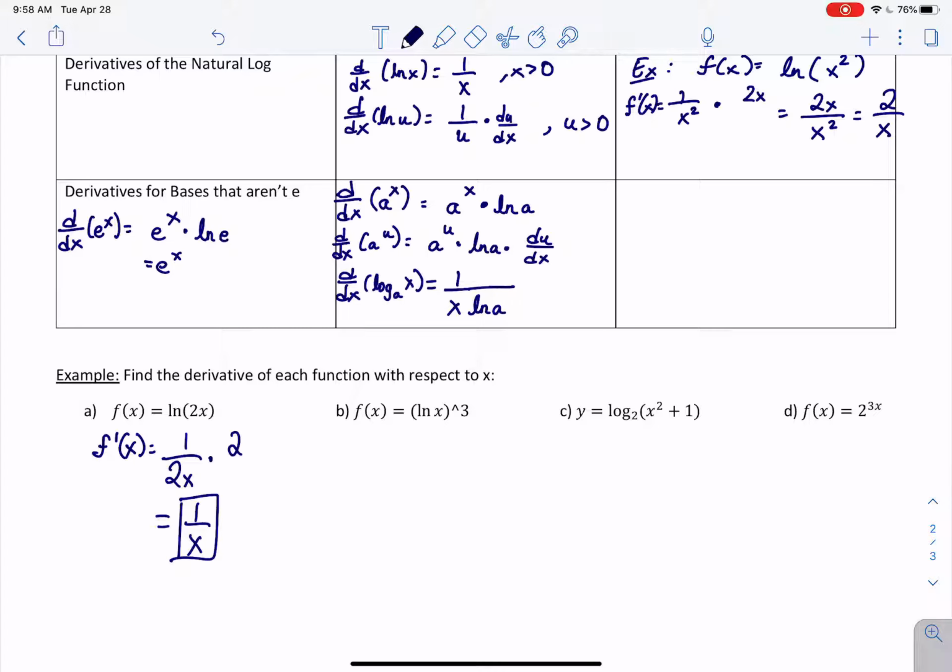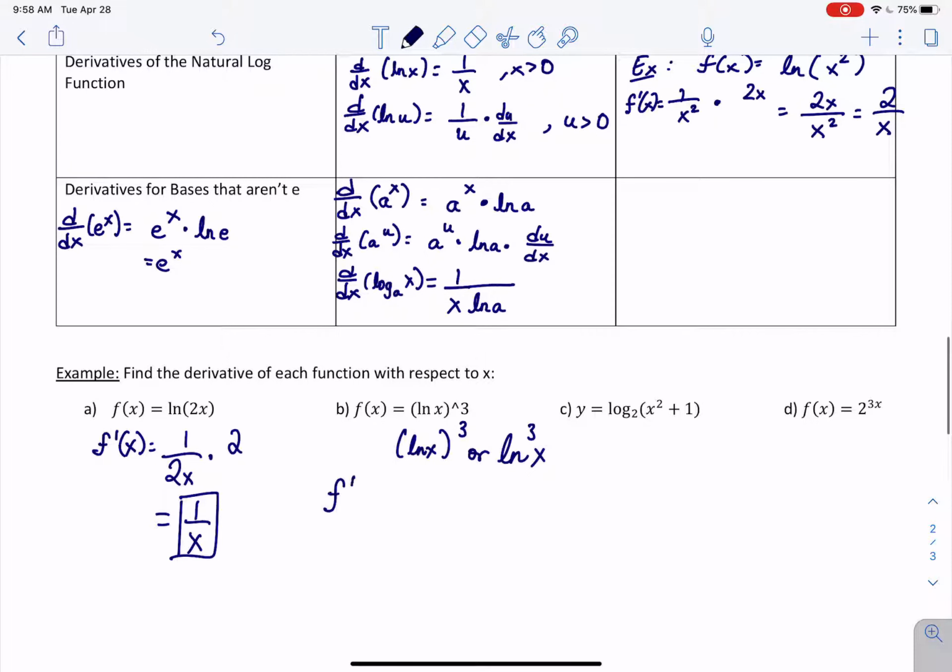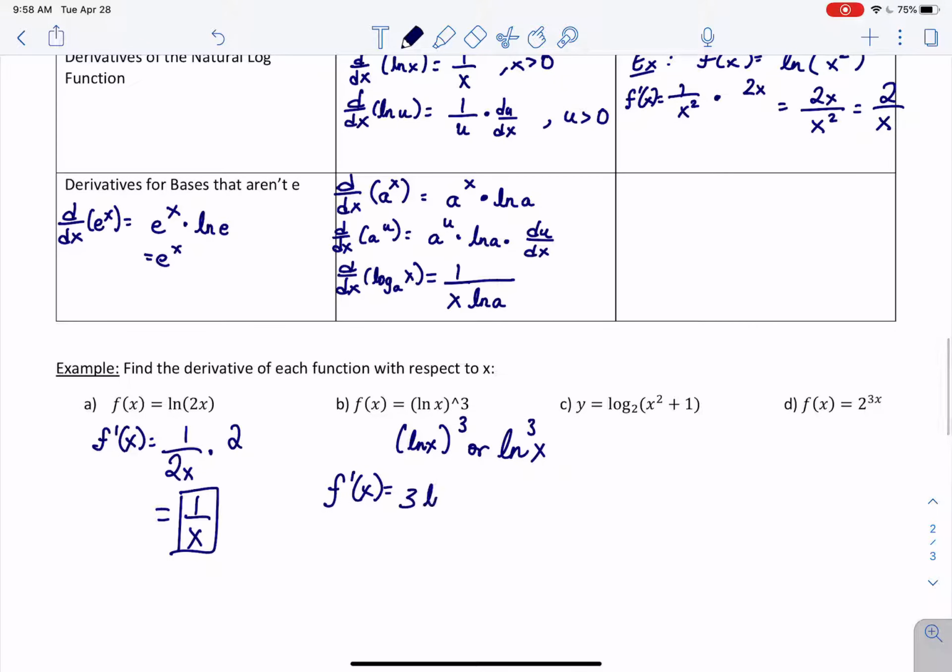Next one, we have natural log of x cubed. And so let's write this like this. Natural log of x cubed, or this could be written as natural log cubed x. So for finding this derivative, here the outside function is the cubing. So we're going to deal with that first. It's going to be 3 natural log squared of x. And then we take the derivative of natural log of x, which is 1 over x. So we get 3 natural log squared of x over x.